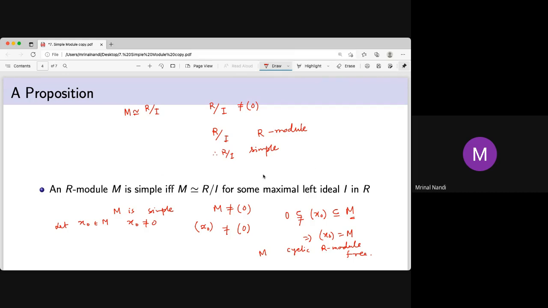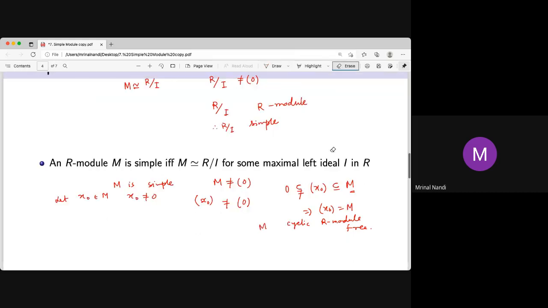So now we are defining a map f from R to M, such that f of a, for a in R, equals a x0. Now this is onto because M is just generated by x0. So any element of M is like a times x0. So this is an onto map.